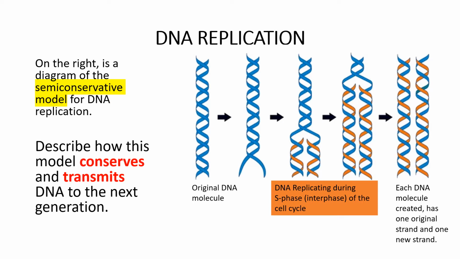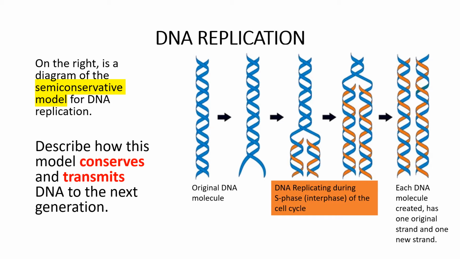It gets separated, it gets pulled apart, and then each one of the original strands is used as a template or a model to build the new strands. At the end, we now have two double-stranded DNA, each containing one original strand and one newly built strand. So it is half saved from the original, semi-conservative. That's where that wording comes from.